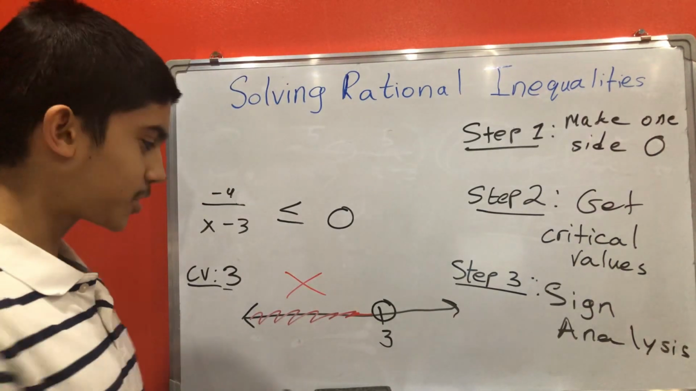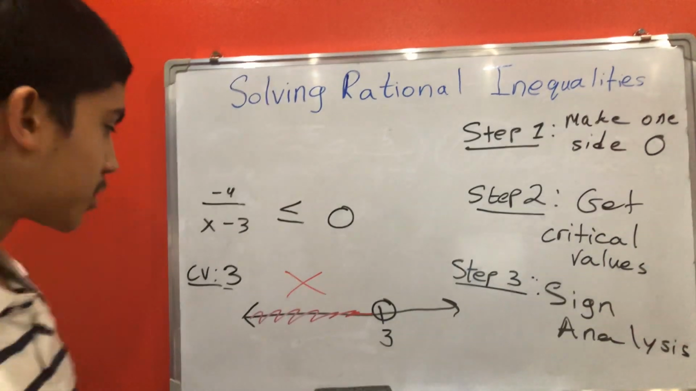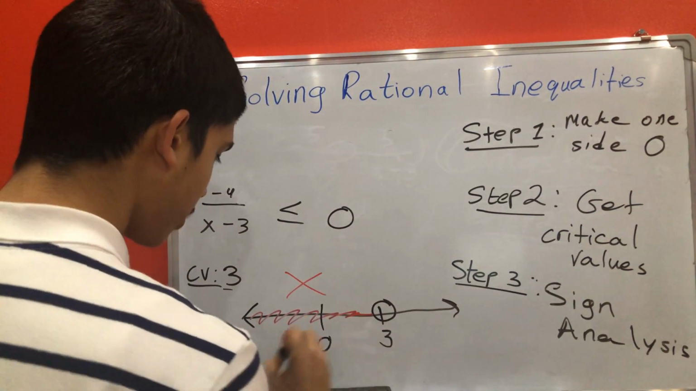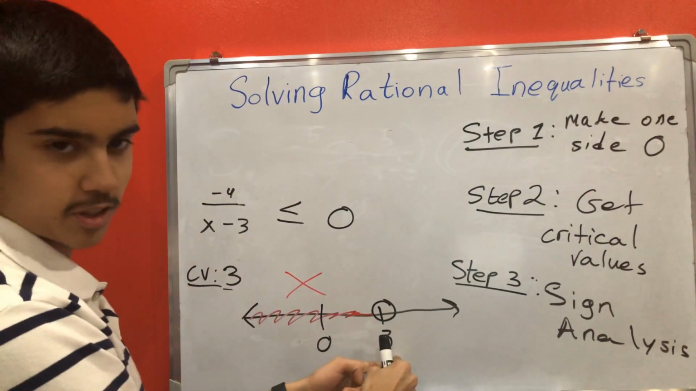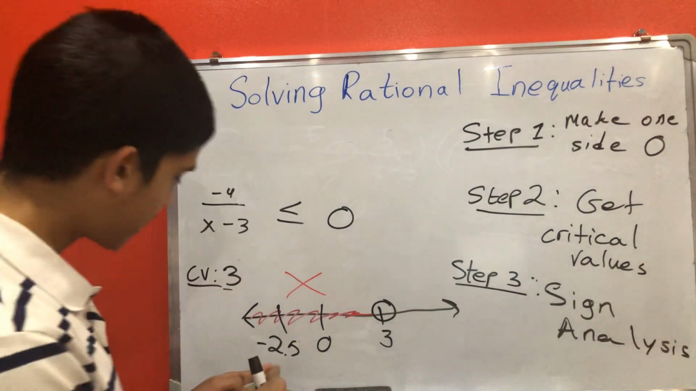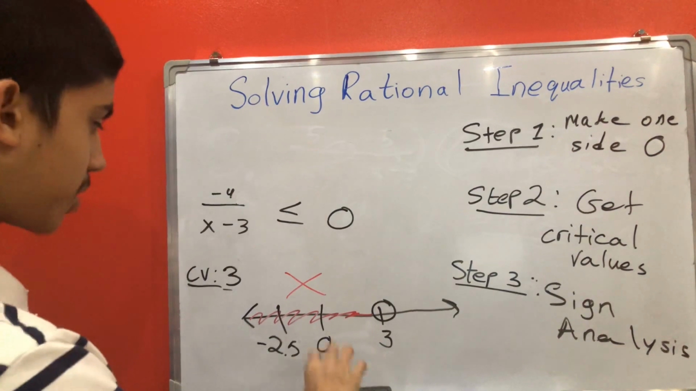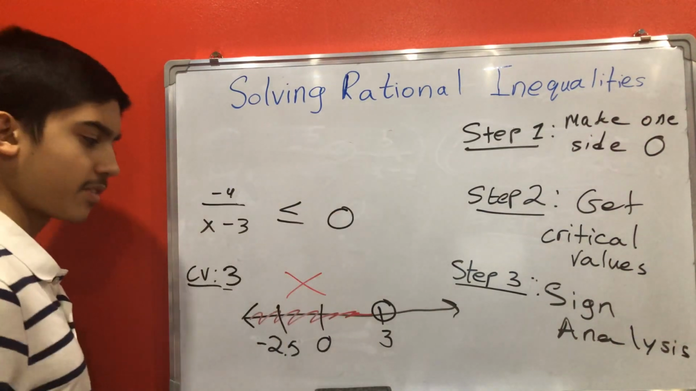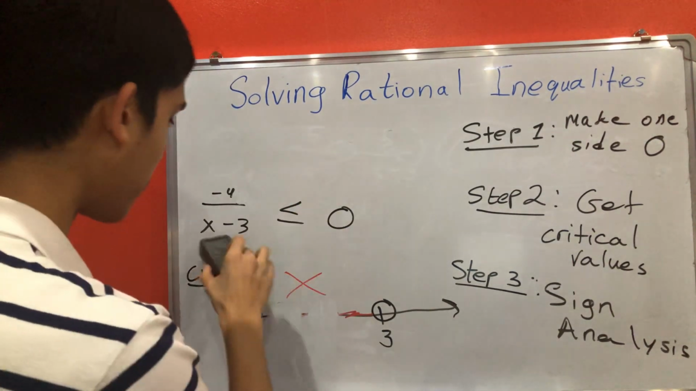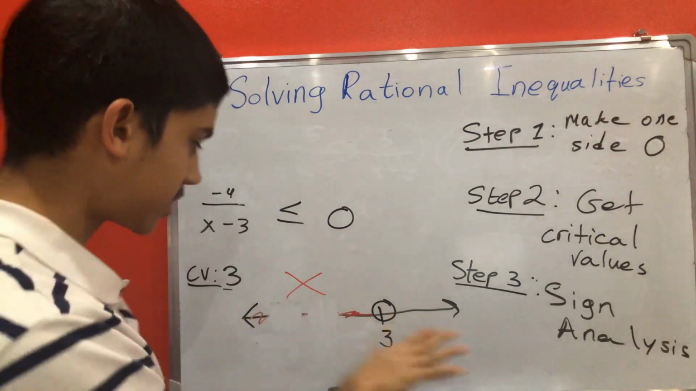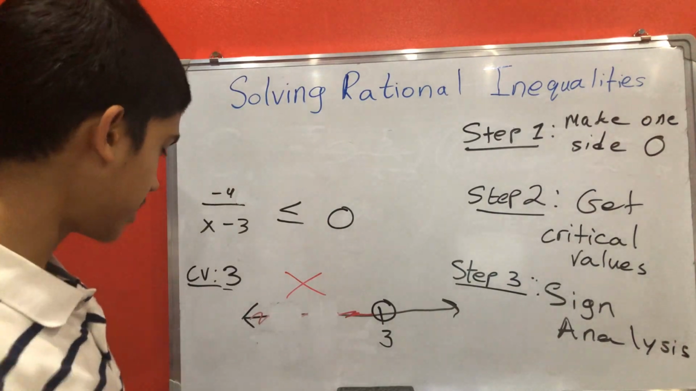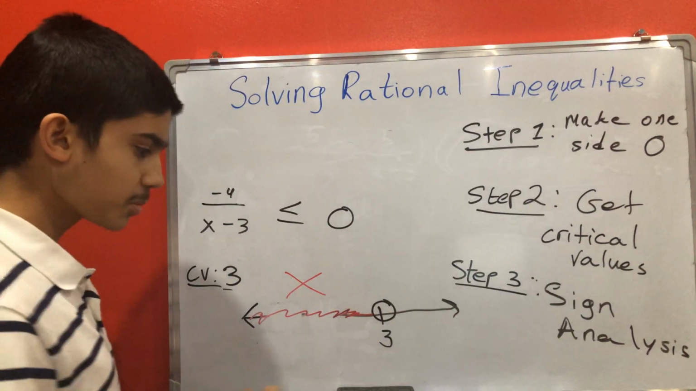Okay? And now we're going to try something above 3, okay? So we're always going to choose values that are in between our critical values. For example, if I had a critical value of 0, I would test something between 0 and 3. And if I had a critical value of maybe negative 2.5, I would test values between negative 2.5 and 0. And then I would determine if they satisfy the inequality, okay? For example, we got that it's positive, but positive doesn't satisfy. And that's why anything less than 3 is going to be considered invalid. Now let's try something greater than 3.